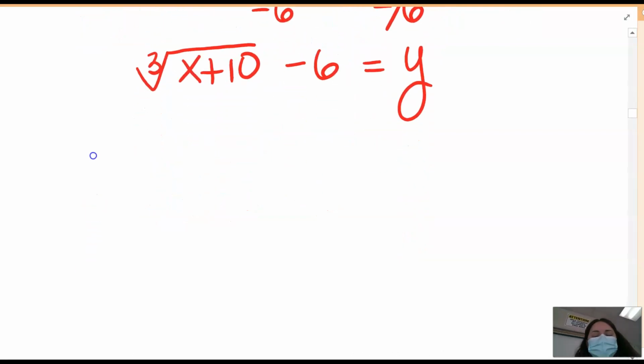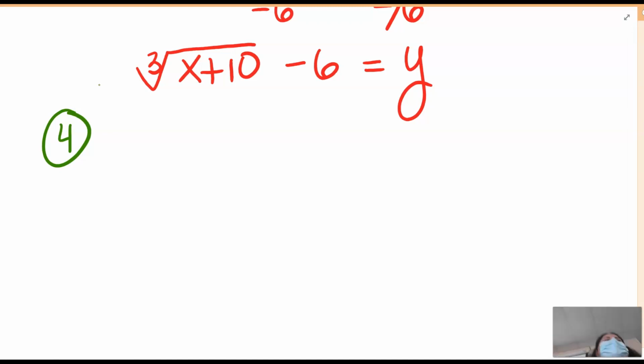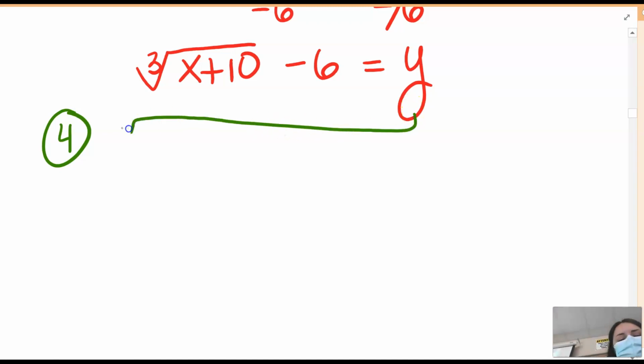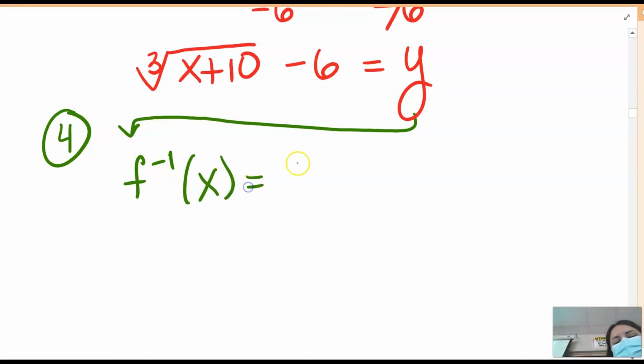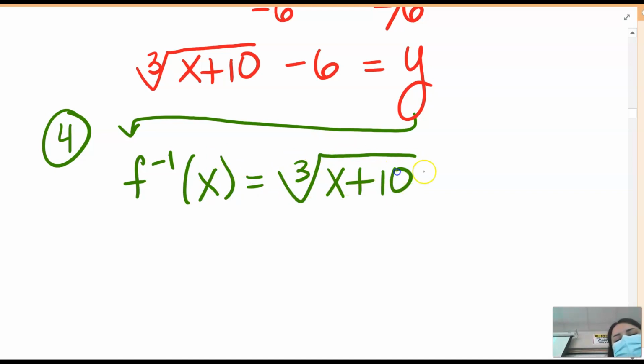And then my step 4 is to do what? What do we do next? Once you solve for y, what did we do after? Change it to inverse notation. So move the y to the front, and you're going to change it to inverse. So f inverse with that negative 1 of x equals the cube root of x plus 10 and minus 6 on the outside.